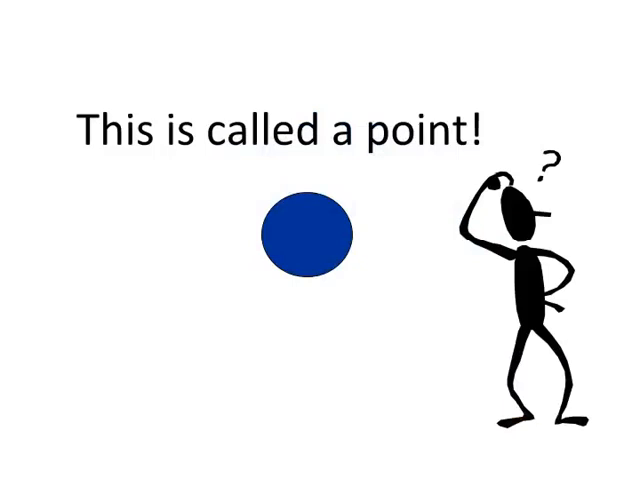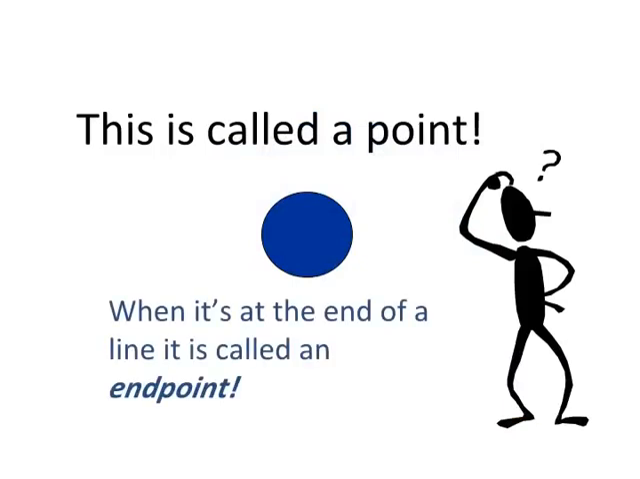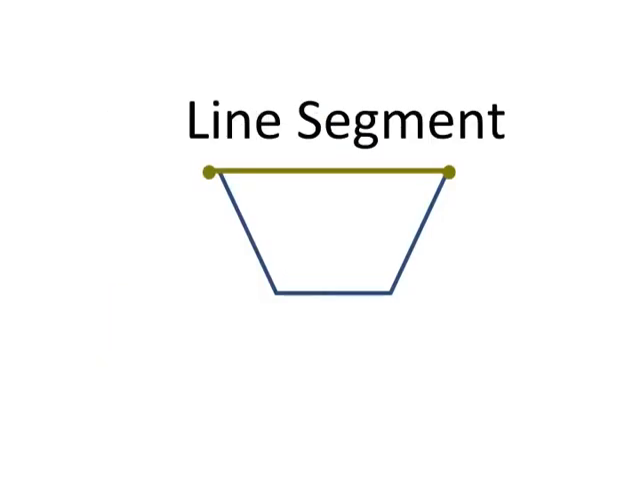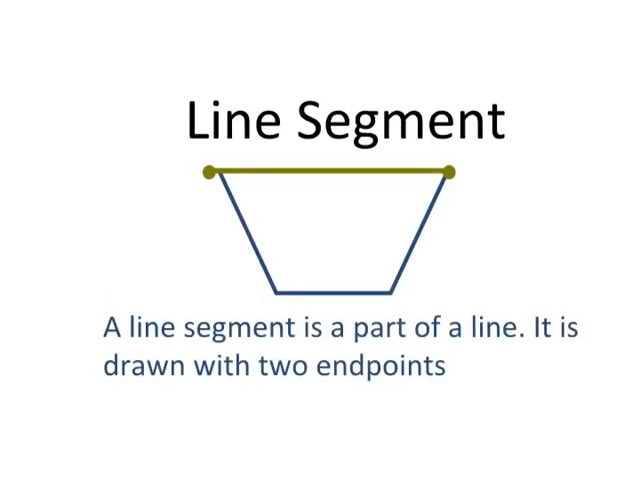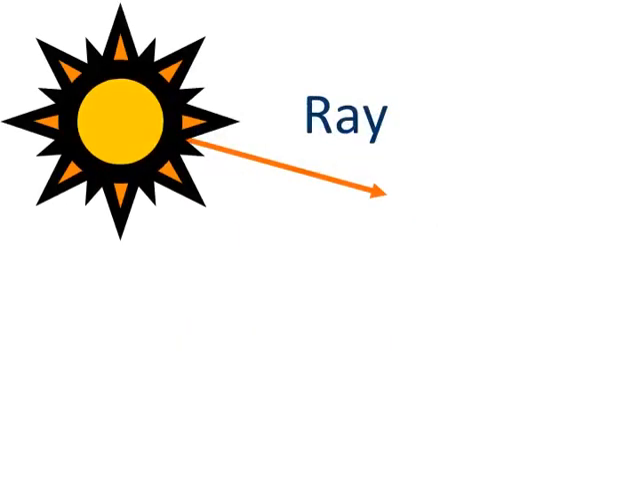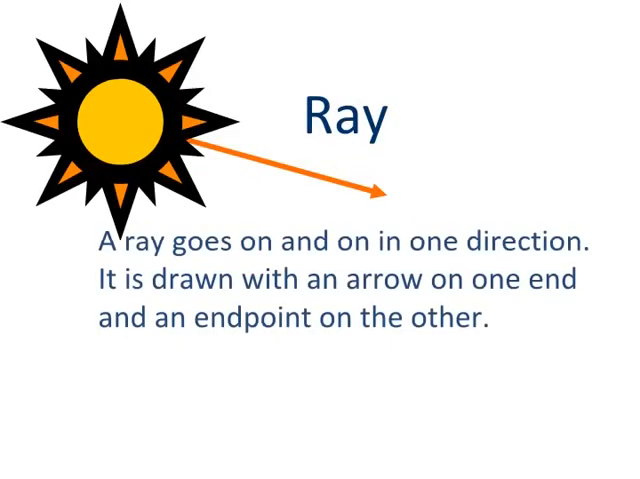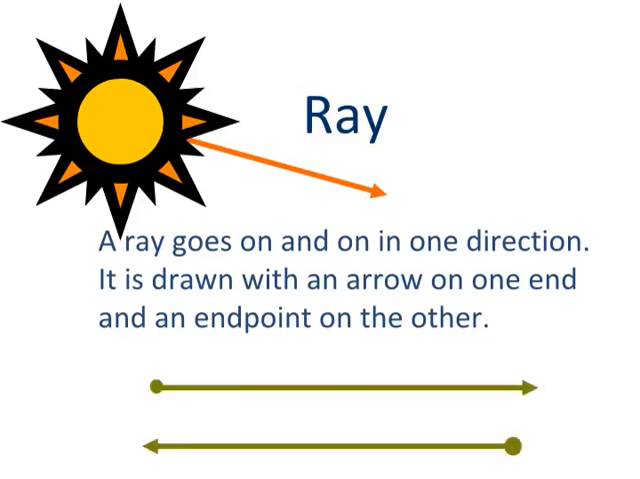This is called a point. When it's at the end of a line, it is called an endpoint. Line segment. A line segment is a part of a line. It is drawn with two endpoints. Ray. A ray goes on and on in one direction. It is drawn with an arrow on one end and an endpoint on the other.